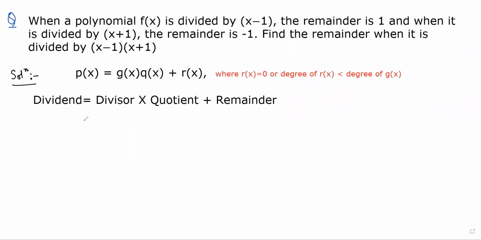Now, a very good question which was again taken up in the class. Just see what the question says. When a polynomial is divided by x minus 1, the remainder is 1. And when it is divided by x plus 1, the remainder is minus 1. Find the remainder when it is divided by x minus 1 into x plus 1. It's a very good question.